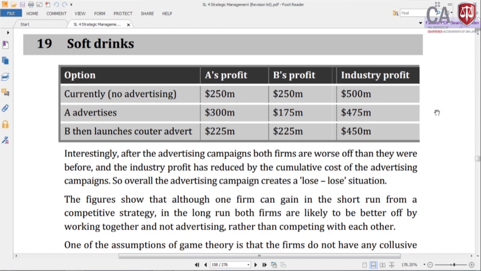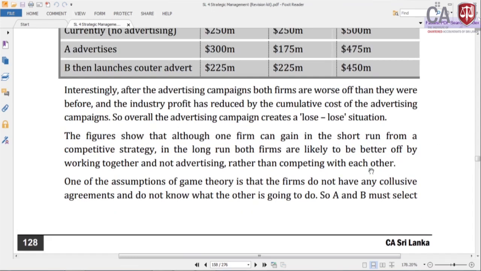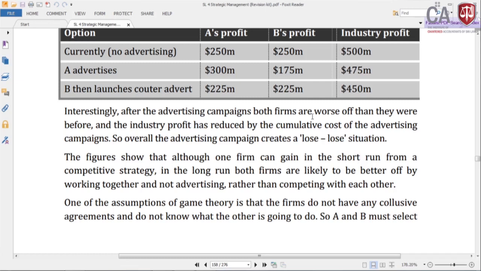Yes, after the advertising campaign, their situation becomes worse, and the industry profit has reduced by the cumulative cost of the advertising campaign. Yes, A spent 25 million, B also spent 25 million, so 50 was the expenditure they both made. Now the industry profit has reduced by that 50 advertising campaign cost. So overall the advertising campaign created a lose-lose situation.